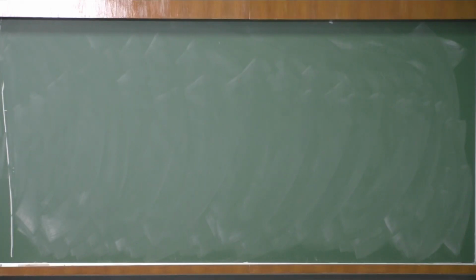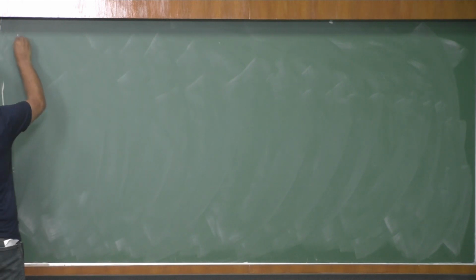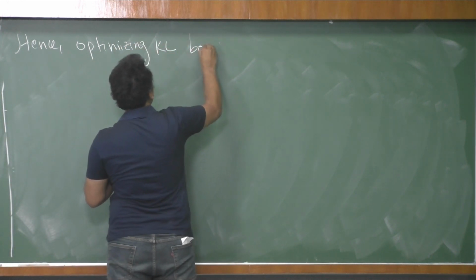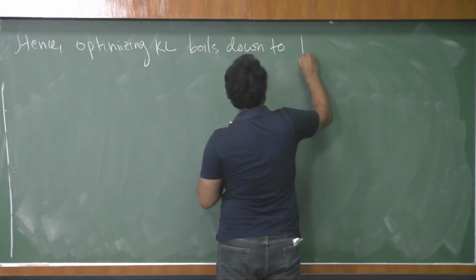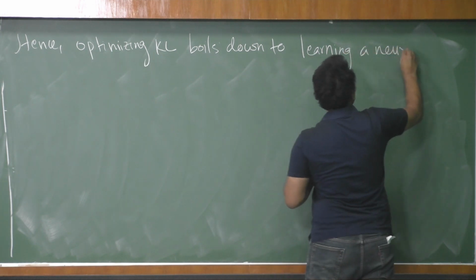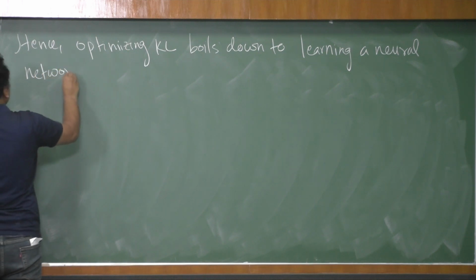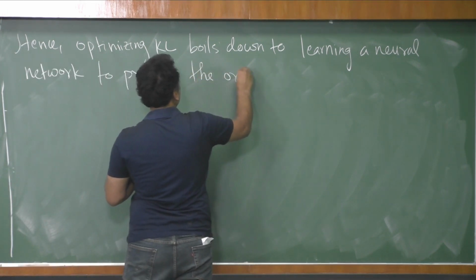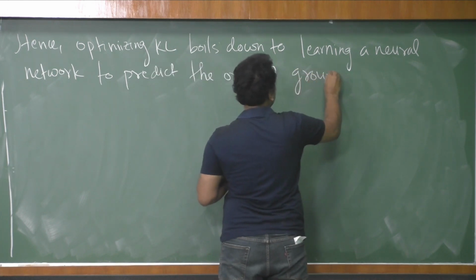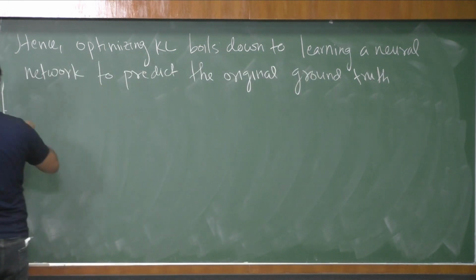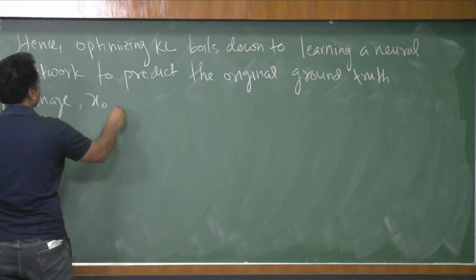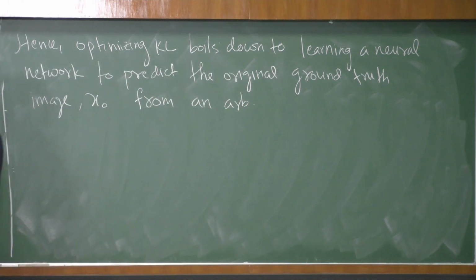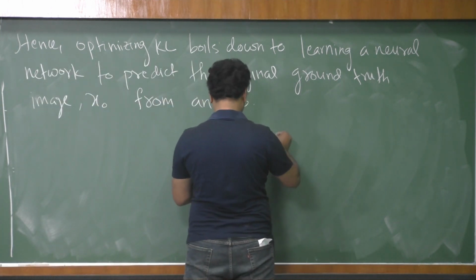So we can write this fact that, hence, optimizing KL boils down to learning a neural network to predict the original ground truth image from an arbitrary noisy version. The ground truth image in our case is x naught, and the arbitrary noisy version is, let's say, x theta.